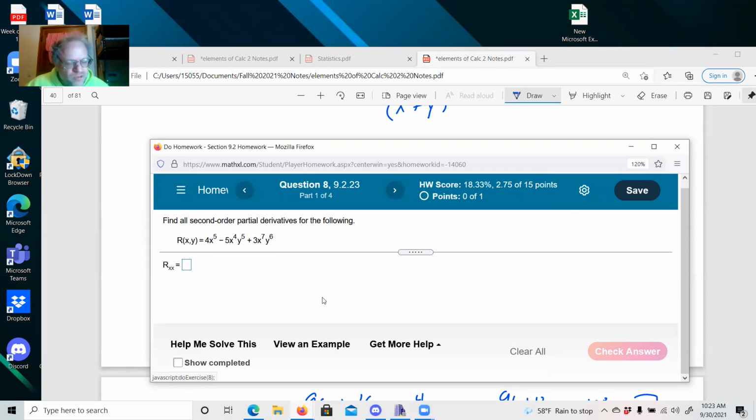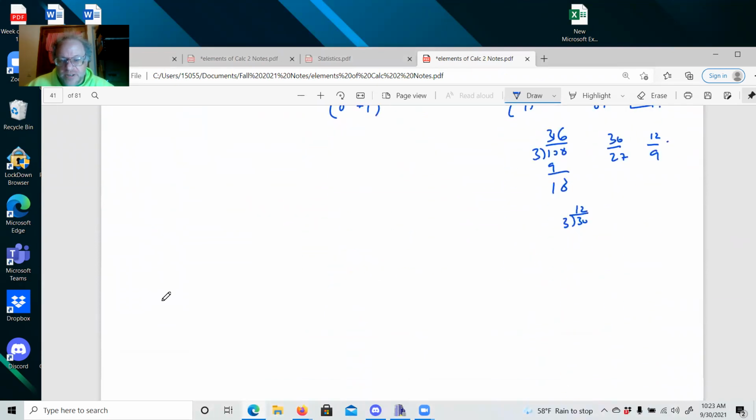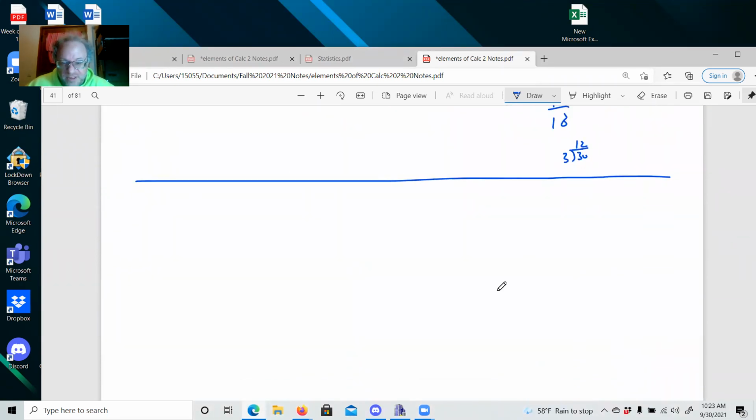Oh, second order partials. All right. So second order partials means we're going to take the derivative and then we're going to take that derivative again. Okay, so it's like the same thing as second derivatives in one variable, same idea. So it's a two-step process. All right. So what do we have?